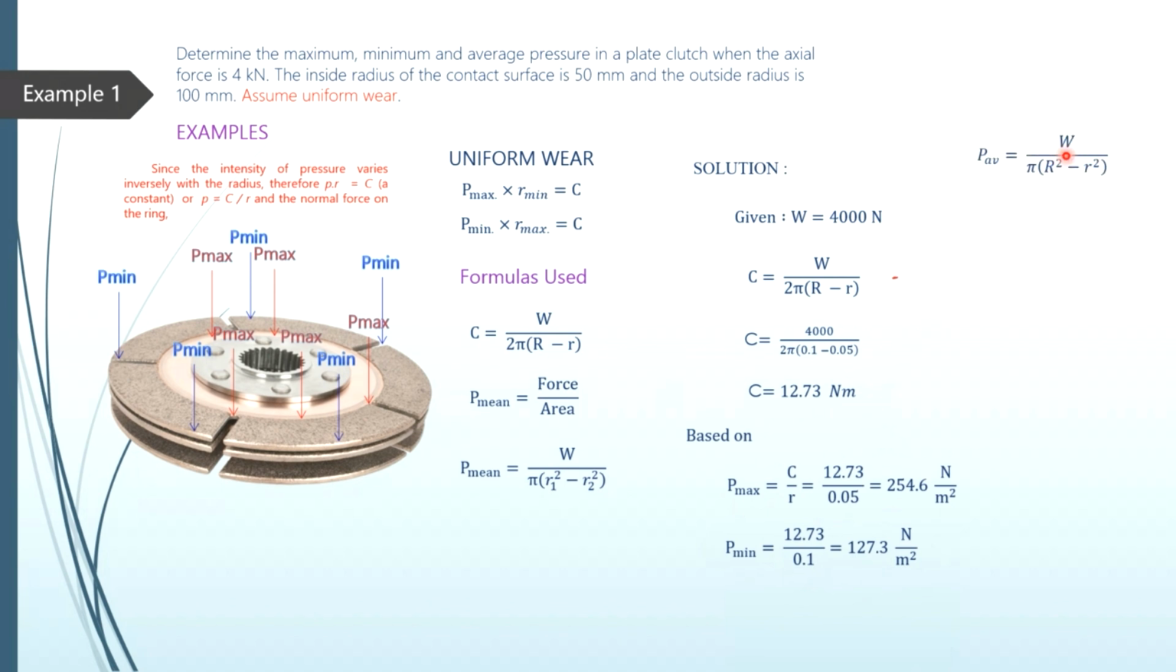To find the average pressure, you simply take the force divided by its area. The area is based on the outer radius and the inner radius. So you get the average pressure of 169.8 Newton per meter square.